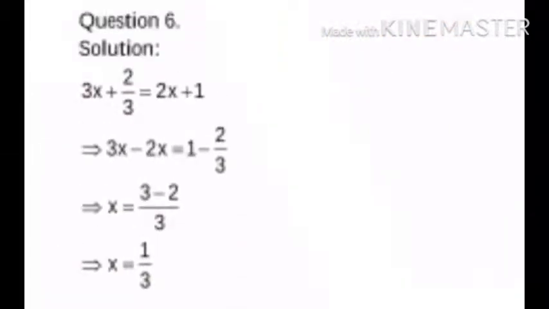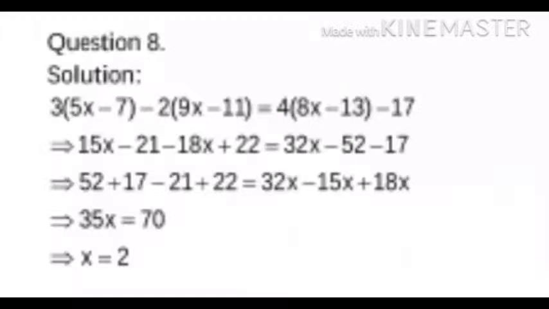Now I will solve a few questions for you from exercise 8.8a. I start with question number 6. The question is 3x plus 2 by 3 is equal to 2x plus 1. The solution is, we have to arrange the variable on one side and the constant on the other side. So it becomes 3x minus 2x is equal to 1 minus 2 by 3. After solving this, x is equal to 1 by 3.